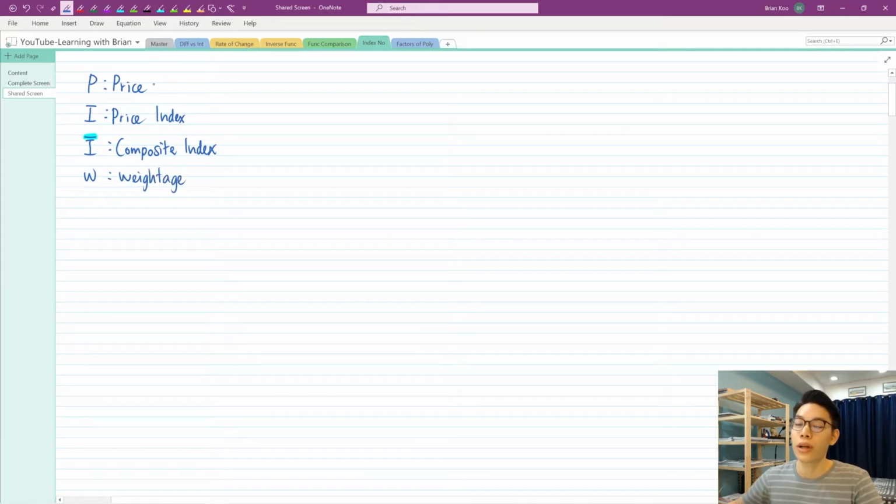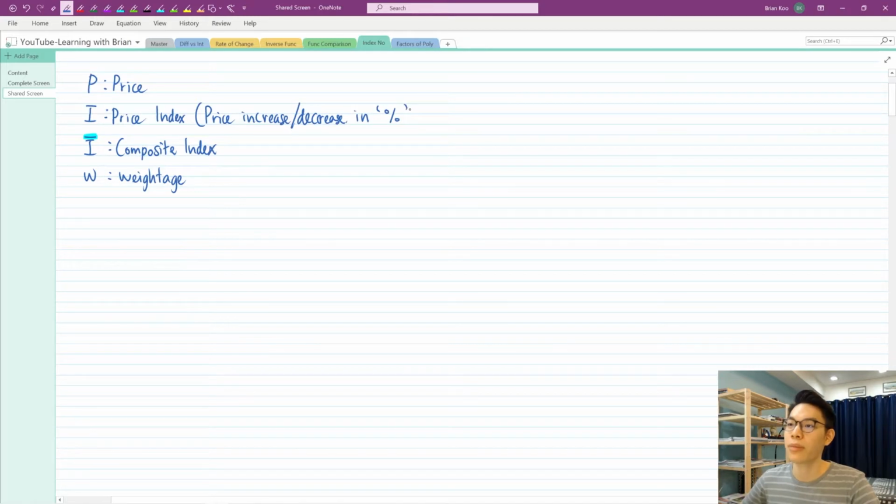Okay, so a lot of students don't know what they are learning, price index or index number. So a simple way of understanding price index is it is talking about the price increase or the price decrease, in percentage. But I put inverted commas for the percentage because we don't really write the percent. So this is my way of explaining to my students, and usually they get it quite easily. I give you one example.